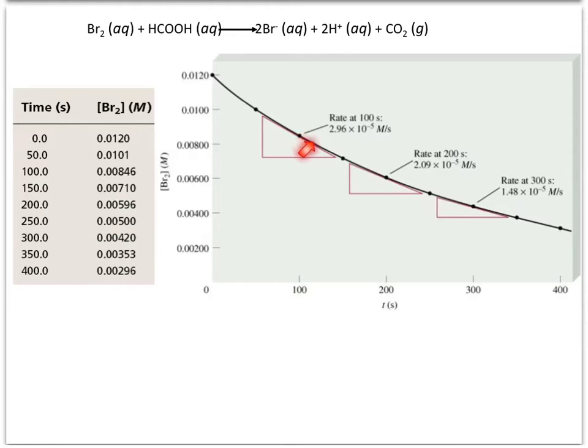So it's going to be smaller there, and smaller there, and smaller there, and smaller there. That means that as time goes on, the rate is constantly changing. It's not staying at a consistent rate throughout.